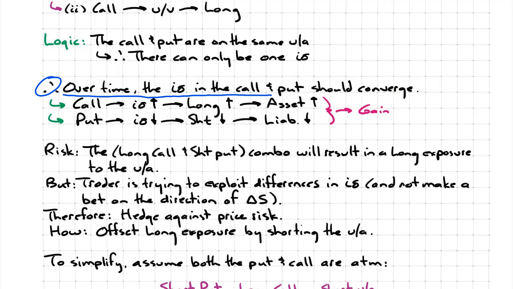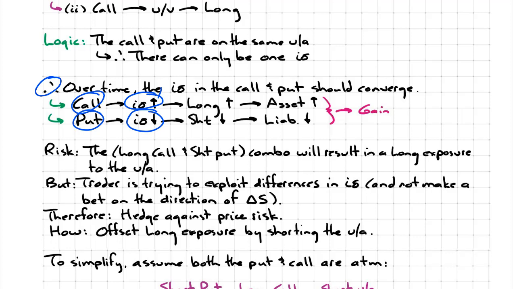So you should have the same volatility. Then what would happen is the implied volatility priced into the call should increase, because remember, initially the implied volatility in the call was lower, whereas the implied volatility in the put was higher. So if there's going to be any convergence, the implied volatility in the call would go up and the implied volatility in the put would go down.